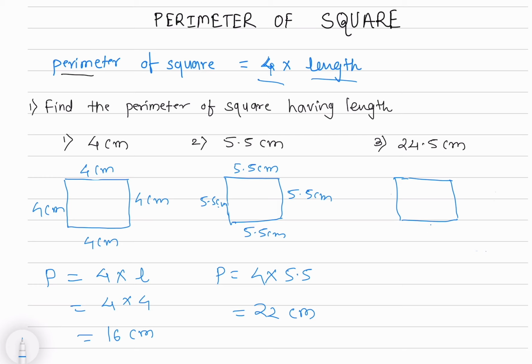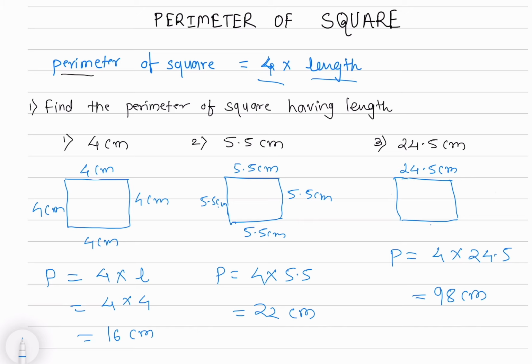Now the third problem, the square with side 24.5 centimeter. So here perimeter is equal to 4 into length, that is the side 24.5. So we get 98 centimeter. So the perimeter is 98 centimeter of the square whose side is 24.5 centimeter.